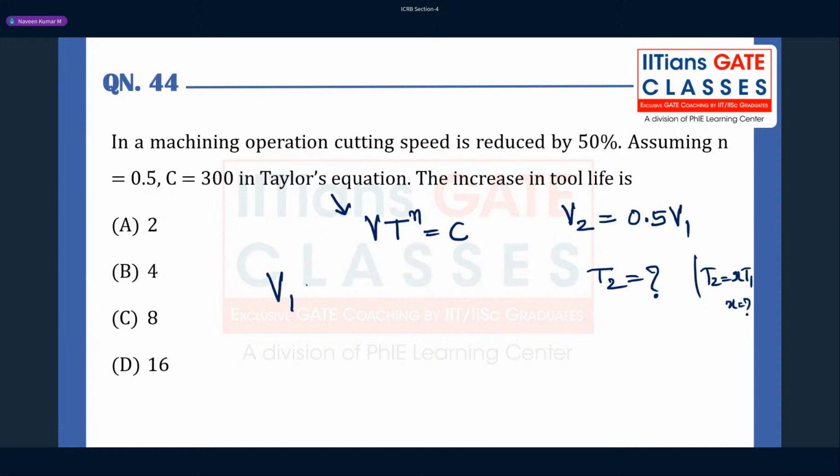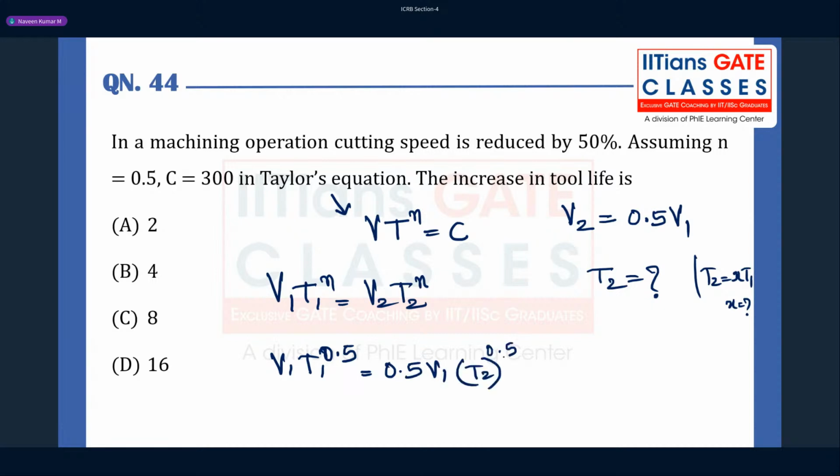So we can use this V1 T1 power n is equal to V2 T2 power n. Right? So there is no need of C here, they have given, but n is important, that is 0.5. So V1 T1 power n, that is 0.5, is equal to 0.5 V1 into T2 power 0.5. So V1 gets cancelled, right?